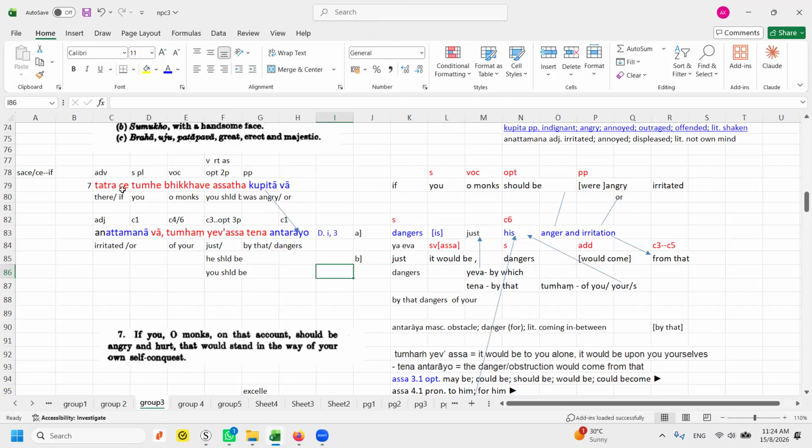So that means, if you see the word there, if you see this one, if you want to translate another way, there you are.